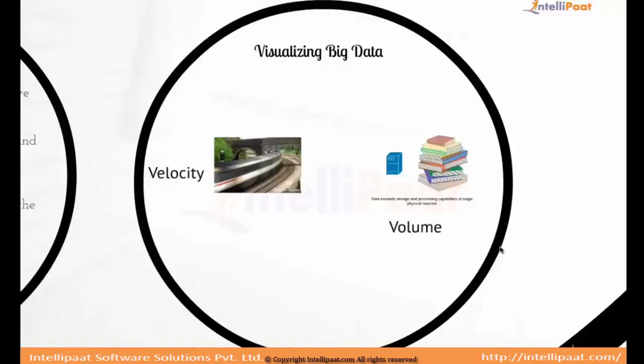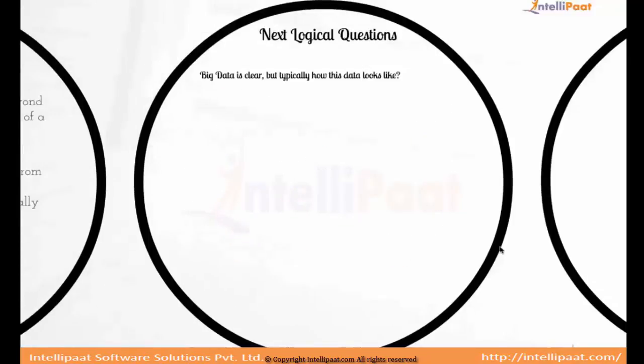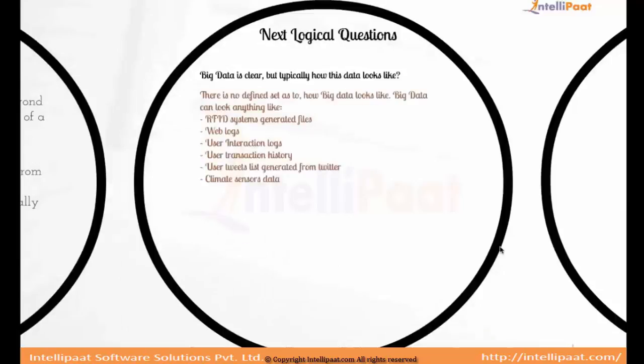Now, over the period of time, a few of my brightest students have had some questions and I've compiled those questions to paint this complete picture of big data. Let's look at those questions. The first question that typically arises in your mind is, all right, looks like big data is clear, but what does this data look like? Well, there is no defined set as to how big data looks like. It can be anything like an RFID system generated file, a weblog, user interaction log, transaction history. It can just be anything.